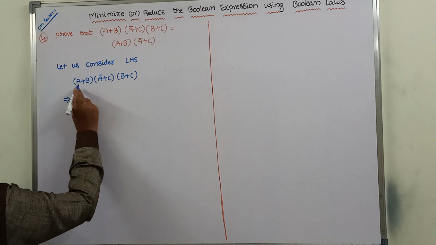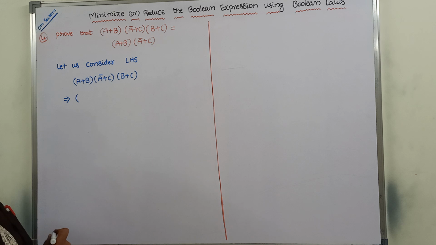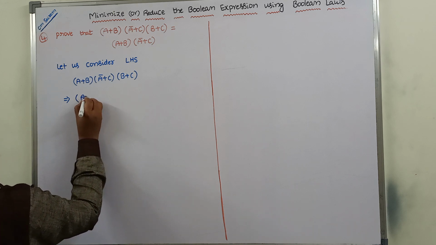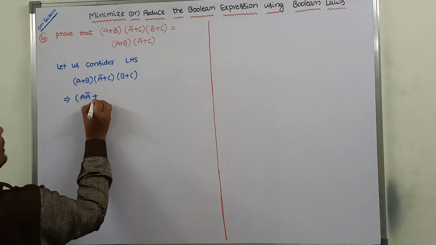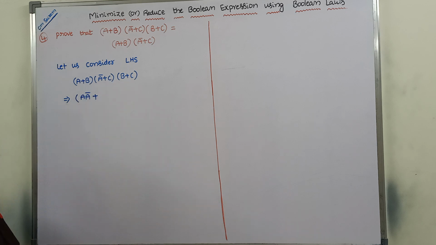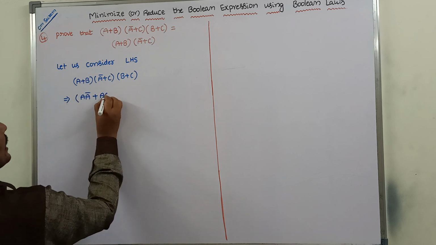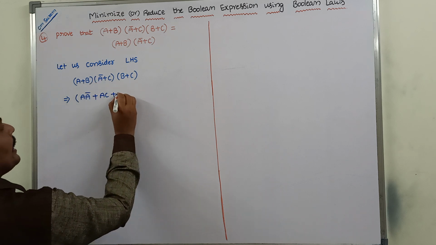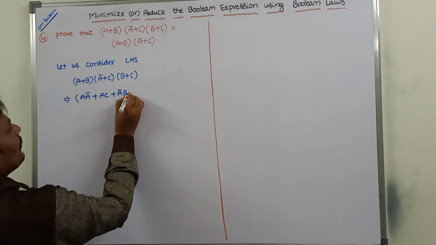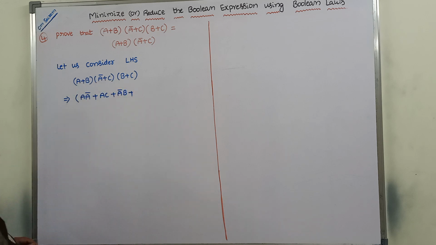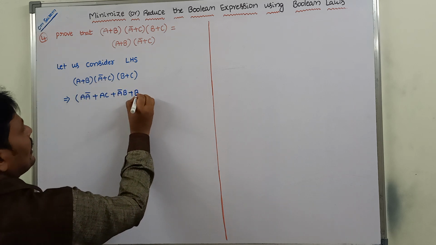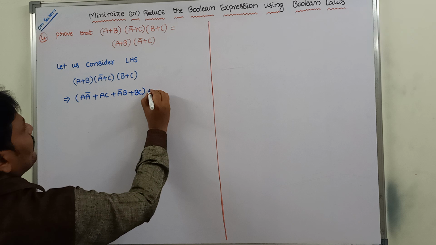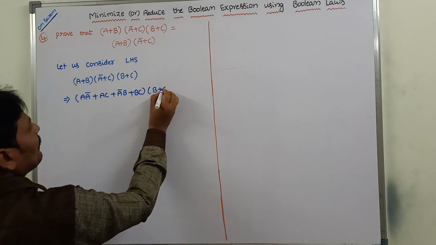First, a is multiplied with a bar, we are getting a into a bar, plus a is multiplied with c, we are getting ac, plus b is multiplied with a bar, we are getting a bar b, plus b is multiplied with c, we are getting bc. Next, into (b plus c).